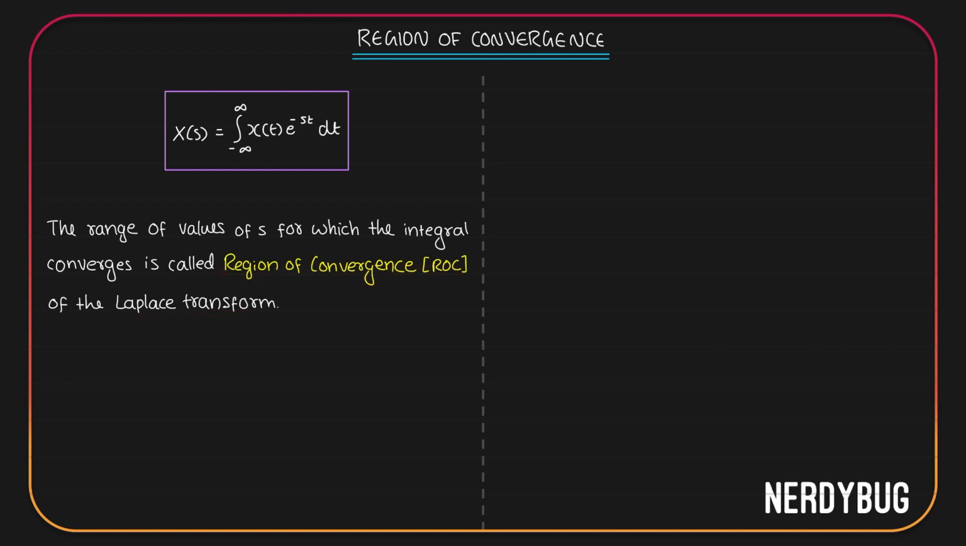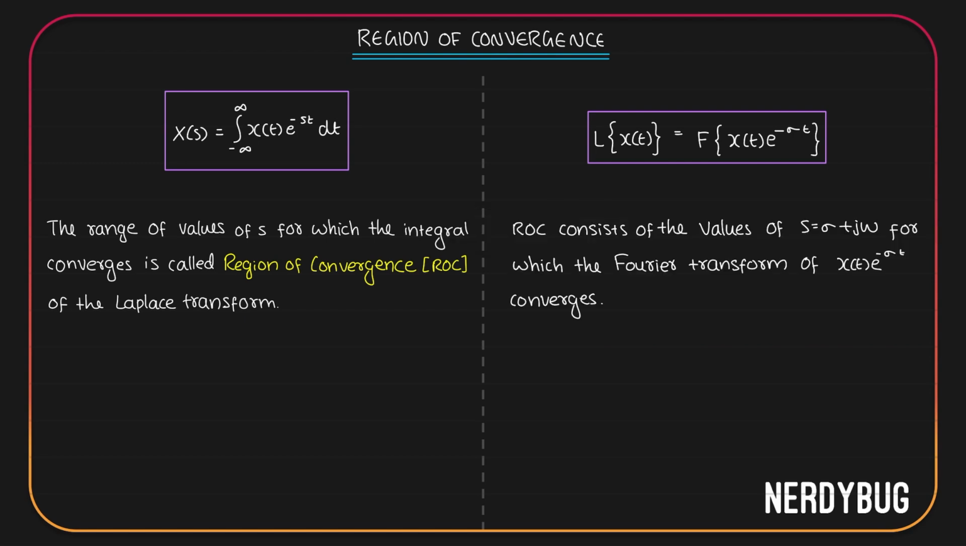We can define it in a different way also. We learned earlier that Laplace transform of a function x of t is equal to Fourier transform of x of t multiplied by e raised to minus sigma t. Then we can define ROC like this. ROC consists of the values of s equals sigma plus j omega, for which the Fourier transform of x of t e raised to minus sigma t converges.